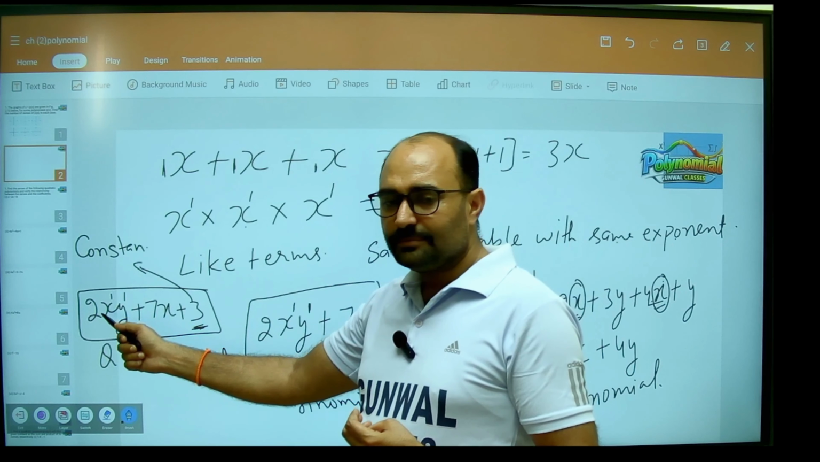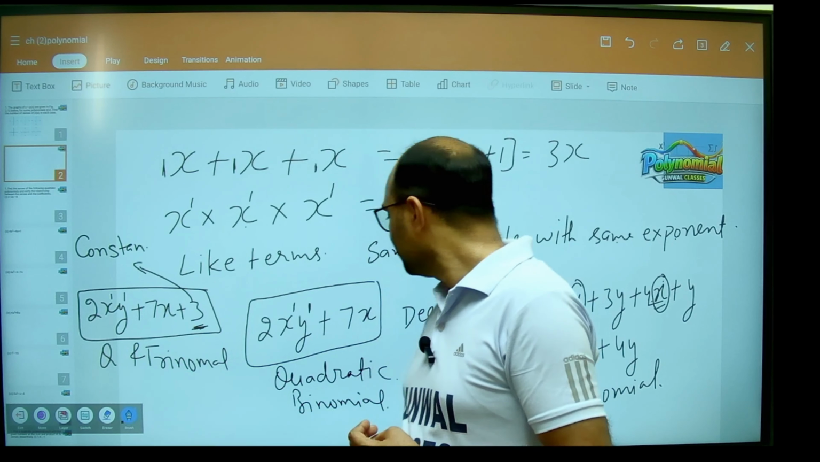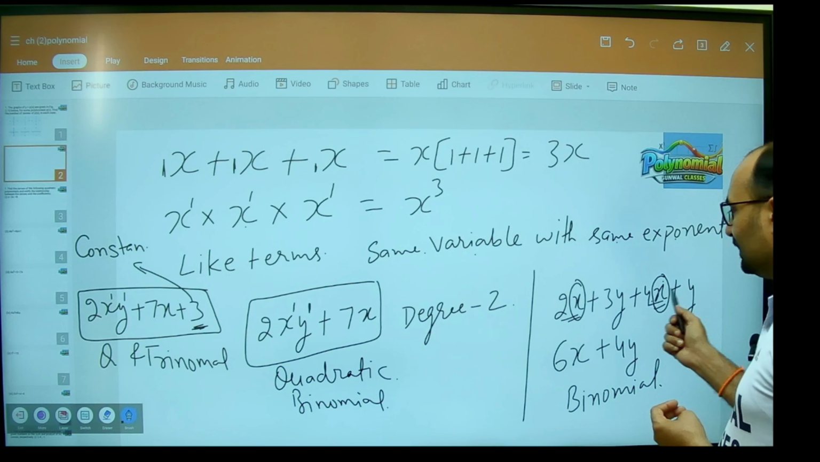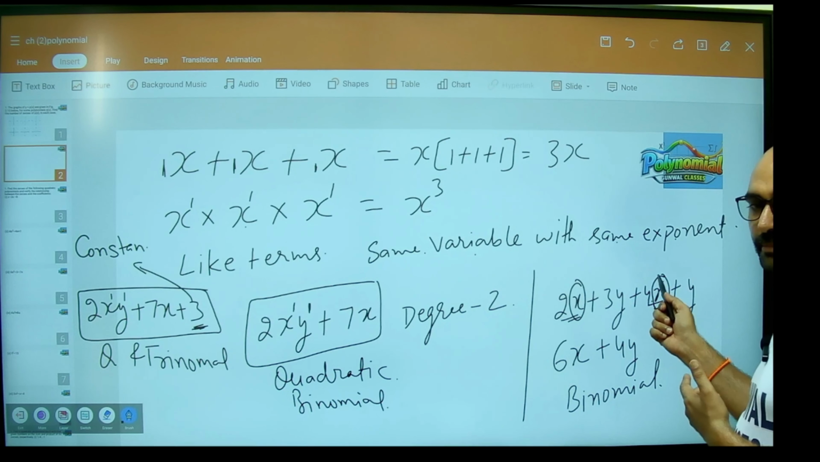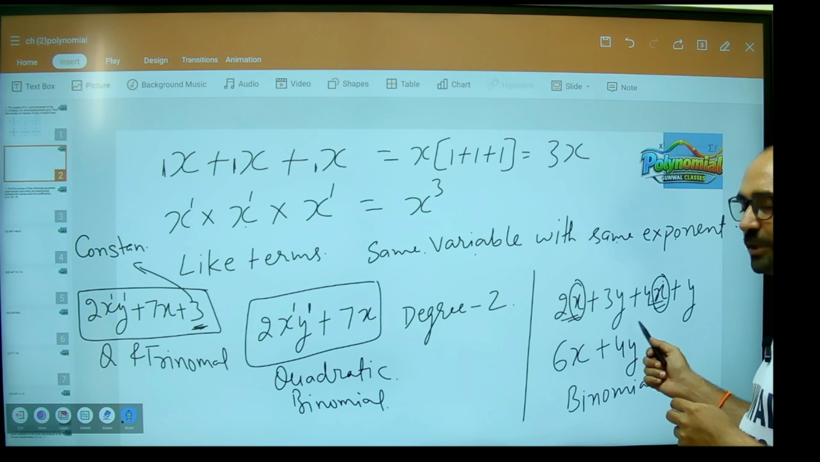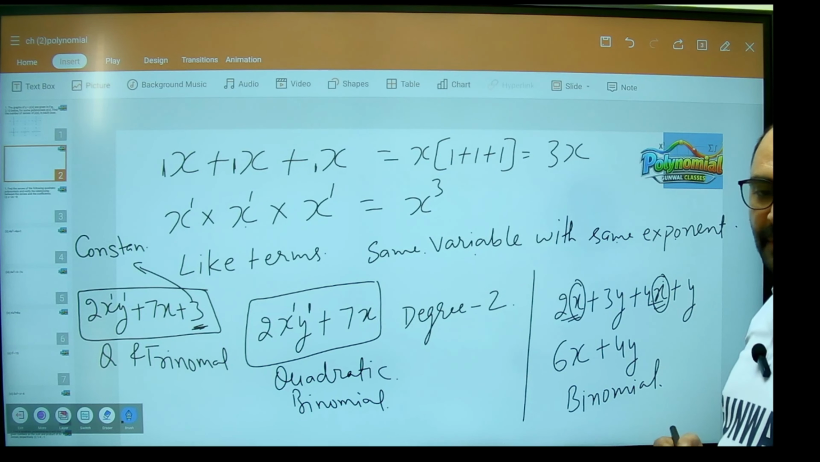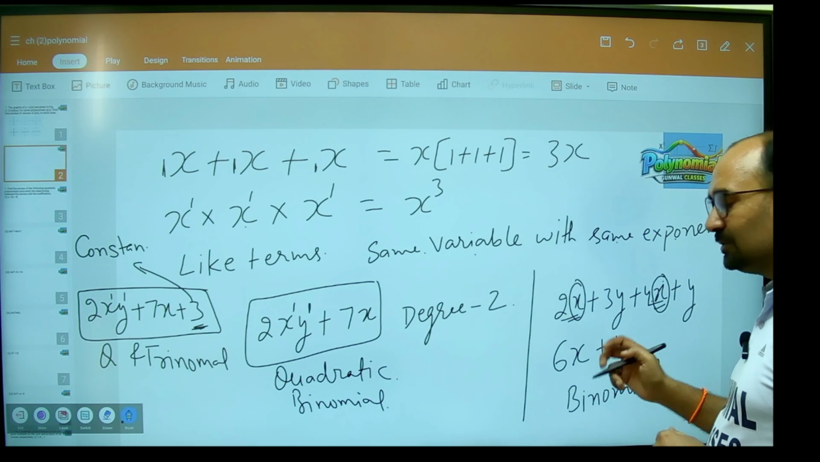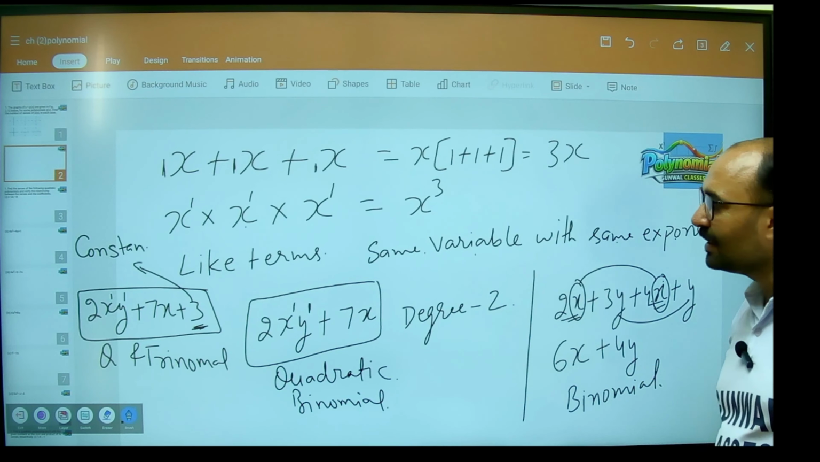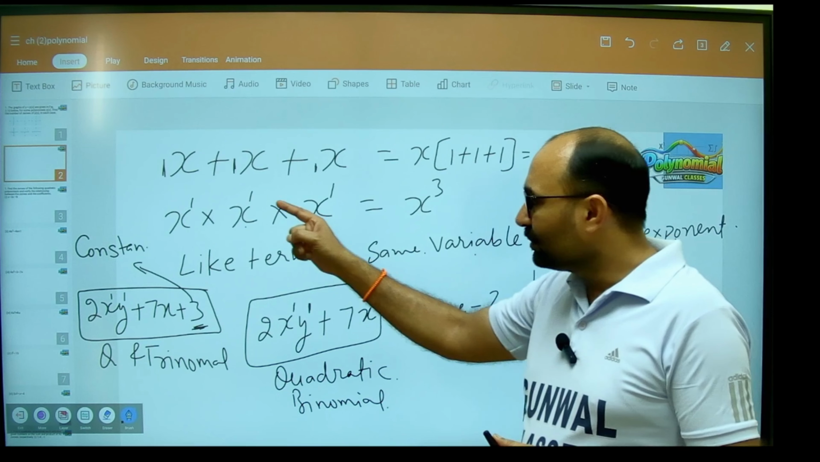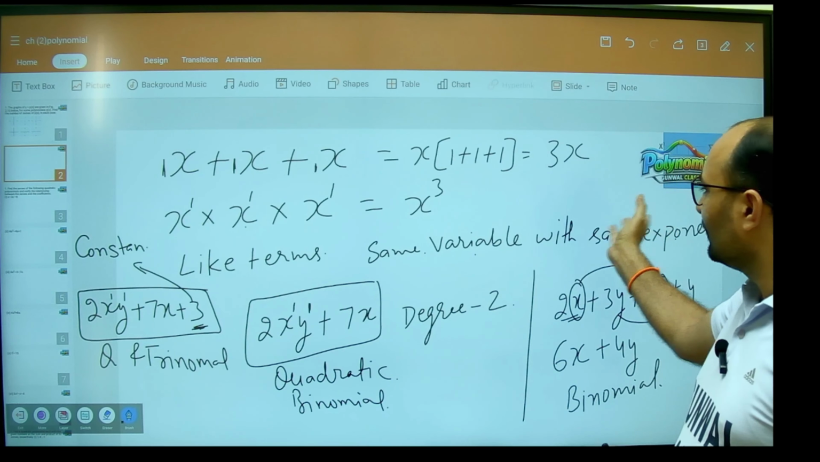This is quadratic and trinomial. This seems to be four terms, but there are not four terms here. Only two terms are here. That's why this is known as binomial. Two terms are here. When we add the like terms, we will get binomial. We have studied constant, we have studied degree, we have studied like variables.